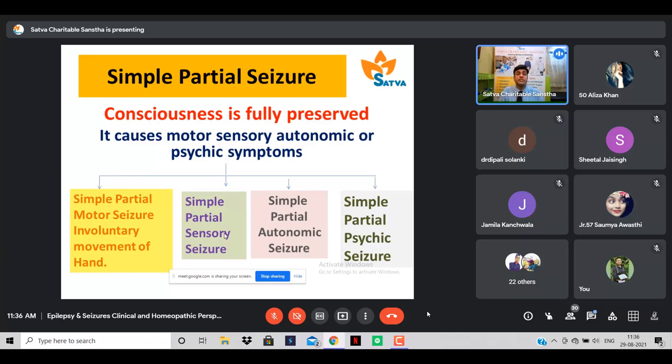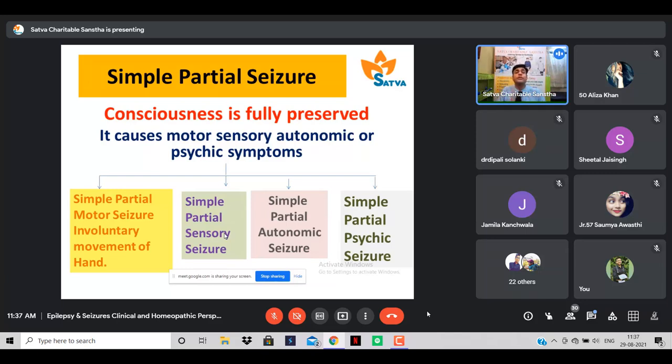Then autonomic features are there. These are also given. There are psychic symptoms. So this is how, when we understand it clinically, we can correlate well, because you get a peculiar thing. A person with a partial seizure may get any form of presentation. The presentation is always dependent on the individualization of that person. So if I am suffering from a simple partial seizure, depending on my individualization, I will get a particular set of symptoms, and these symptoms will guide us to a proper simillimum.